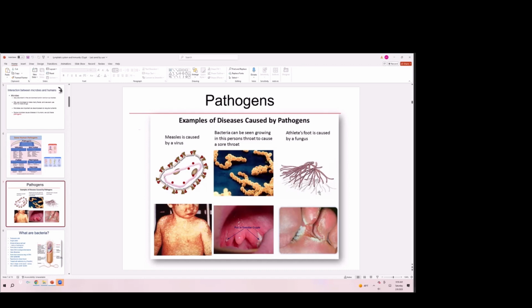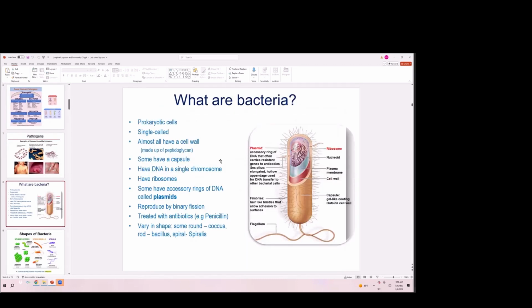Then athlete's foot. Again, if you play sports in the rain and you don't usually dry your shoes, you just wear them back, fungi like this will tend to grow in wet, warm, damp areas, and it can cause issues for us. But these are just examples of some pathogens that cause diseases.